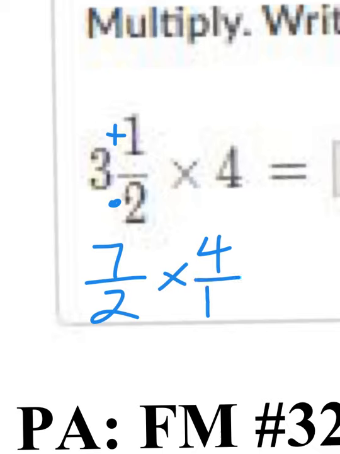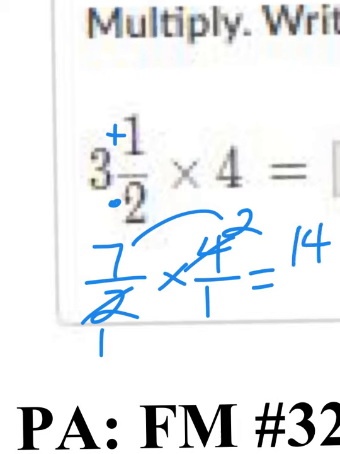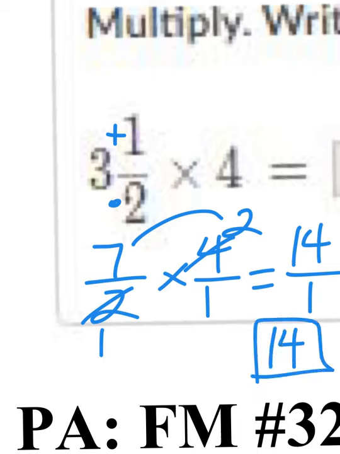Now see if you can cross cancel anything, and we can. So 2 goes into 2 one time and goes into 4 two times. Now you're just multiplying straight across. So 7 times 2 is 14, and 1 times 1 is 1. Now, when you put it into Khan Academy, if you put in 14 over 1, it's going to tell you not quite. If the denominator is a 1, it wants you to simplify that to straight 14. Okay?